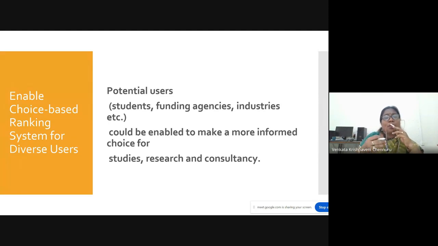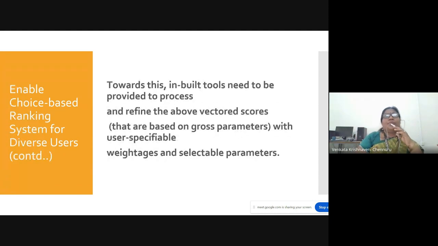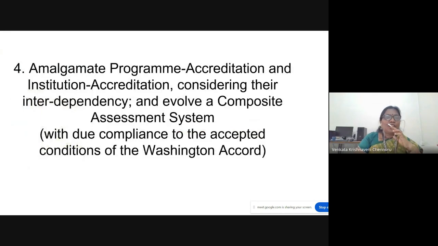That means they should be able to decide by looking at these accreditation factors, by looking at the quality of the institutions for their research, their studies and consultancy. Towards this, inbuilt tools need to be provided to process and refine both the above vectored scores that are based on gross parameters with user-specific weightages and selectable parameters. So in order to achieve this, they should adhere to certain selected parameters and the weightages given to them.